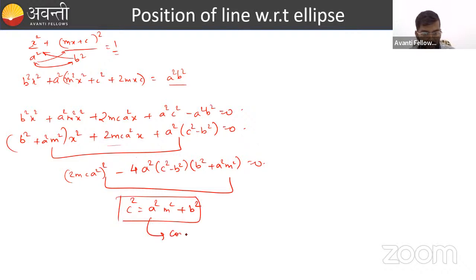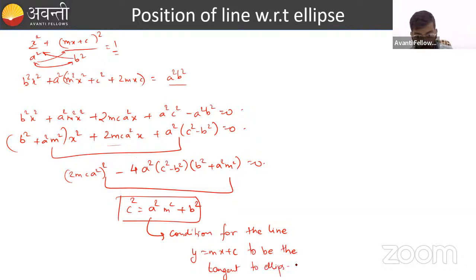This is the condition for the line y equals mx plus c to be a tangent to the ellipse x square by a square plus y square by b square equals 1. So when this condition is satisfied, then we can say that the line will be a tangent to the ellipse.